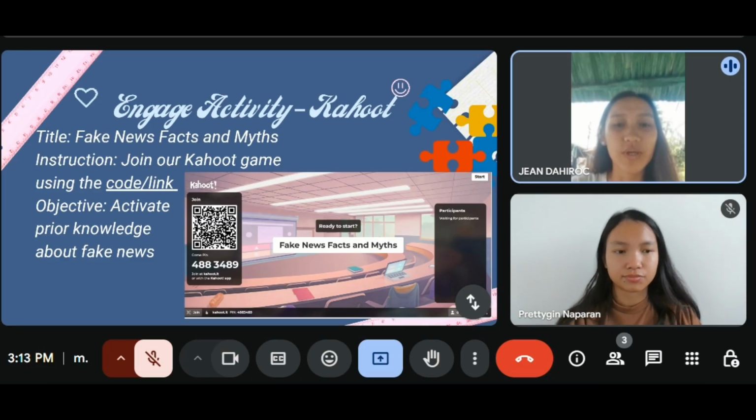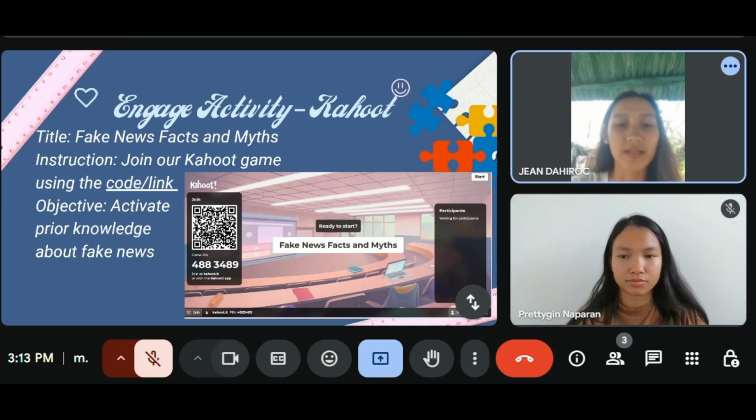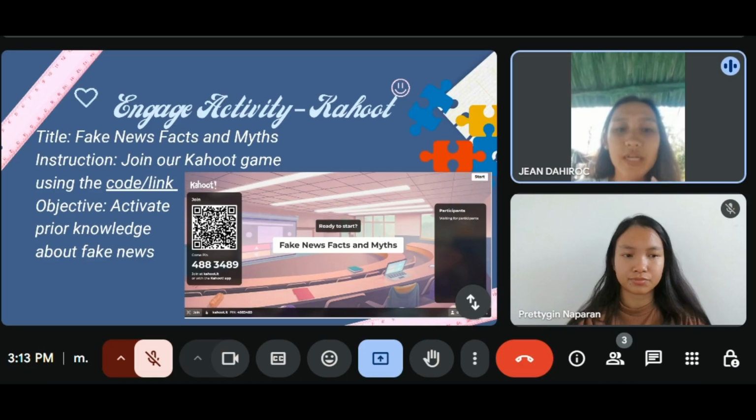Let's start with a quick Kahoot quiz to test your existing knowledge about fake news. Join with the code or link. The objective is to activate prior knowledge about fake news.